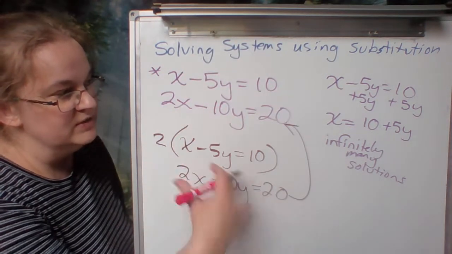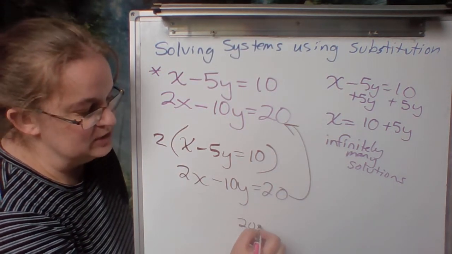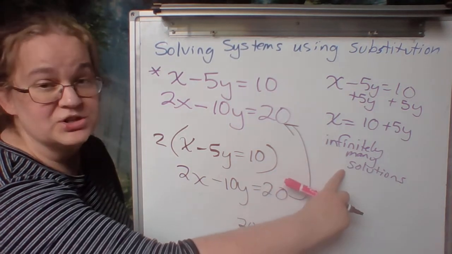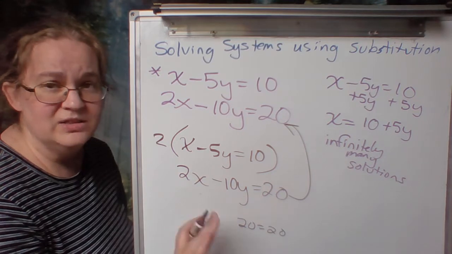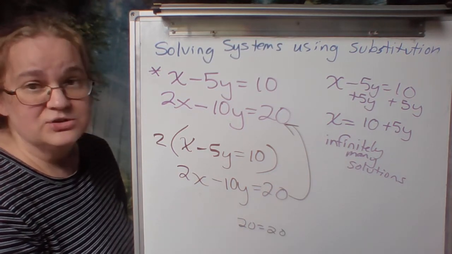So if you are solving it and you get something weird like 20 equals 20, that means infinitely many solutions. If you get two numbers equal to each other, all the variables are gone and they're not equal to each other, then that means there's no solution.